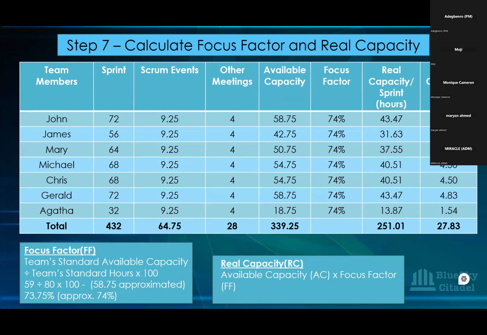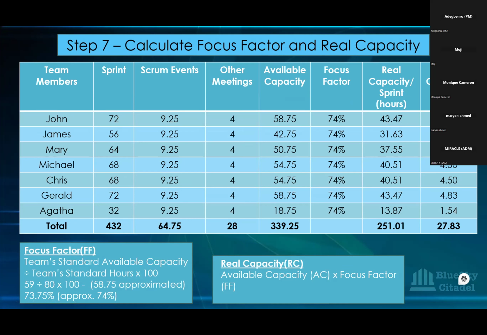Because this is what we need to use with the focus factor to work out what the real capacity is. So the formula to work out the focus factor itself, this 74%, how did we come by the 74%? It is the team's available capacity, which is this one, divided by the team's standard hours, and then you multiply by 100. What we have here will explain it. So if we pick John, John has 58.75. You could just approximate it to 59.